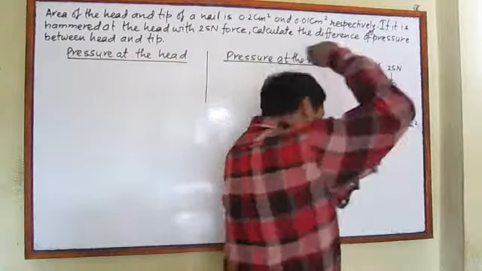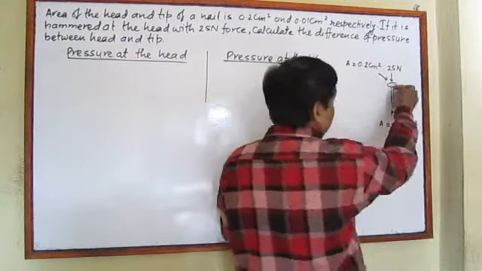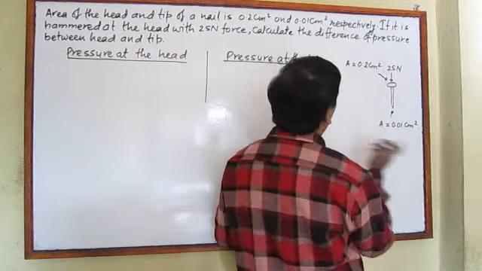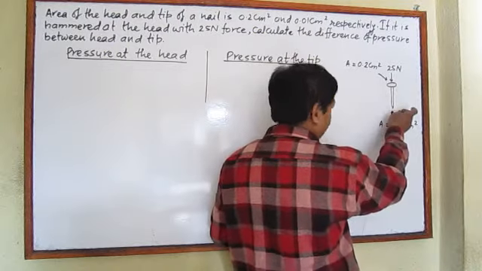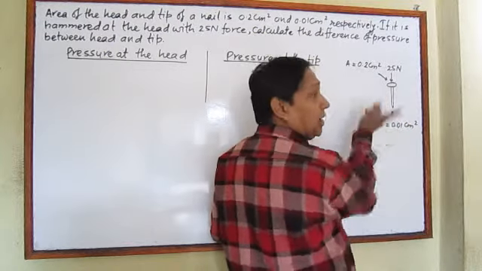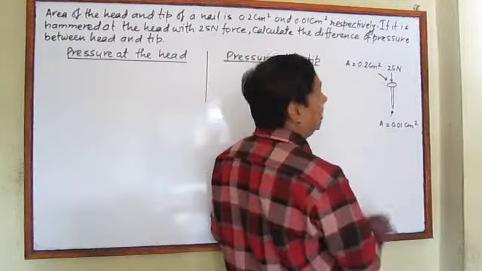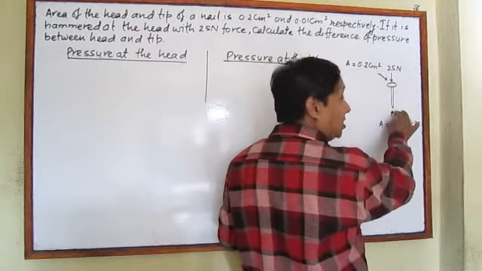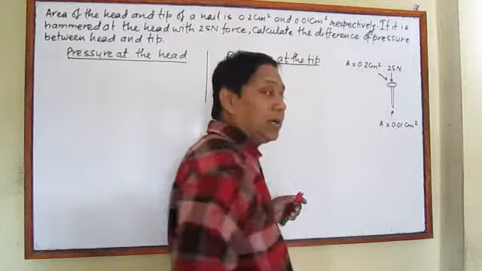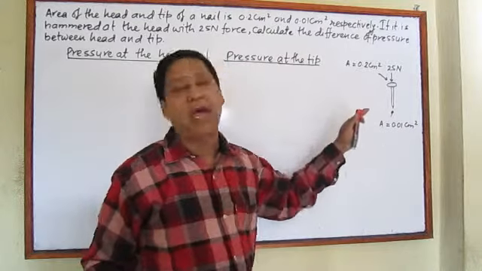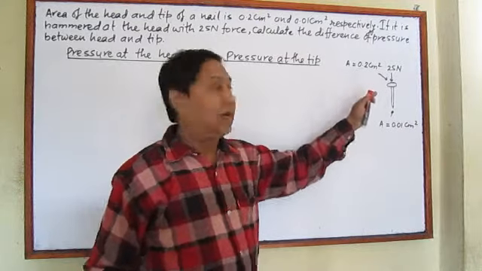If we are going to hammer it with 25 Newton force this way, then how much will be the pressure at the head and how much will be the pressure at the tip? And what is the difference of pressure? We are going to calculate this. Because the same force reaches the tip also, with the help of this information I am going to solve this problem and find out the variation of pressure.